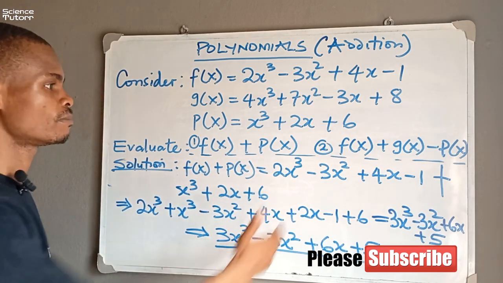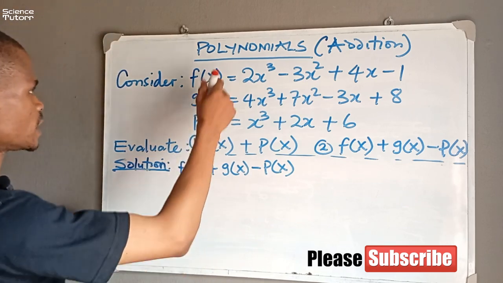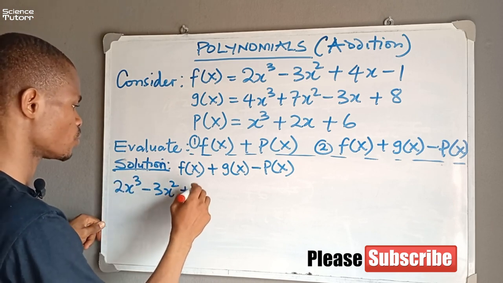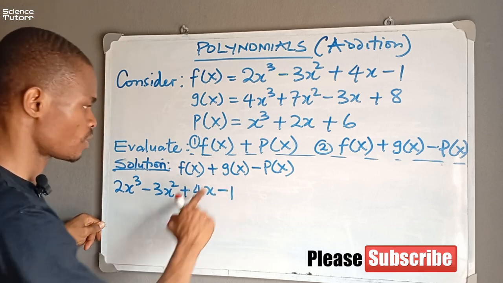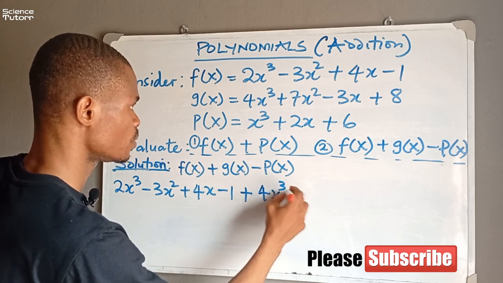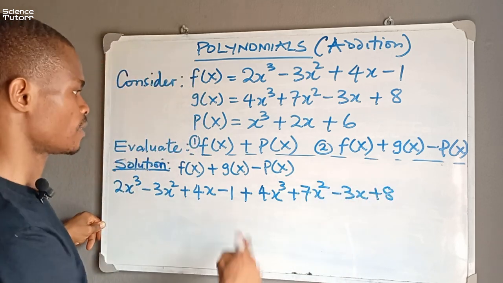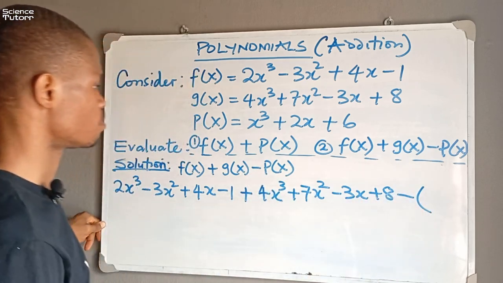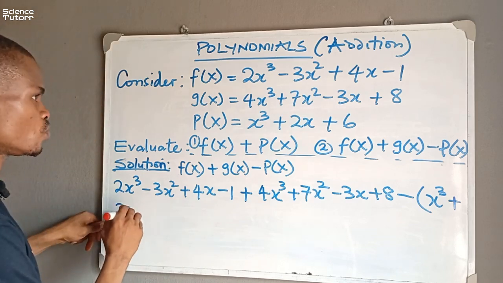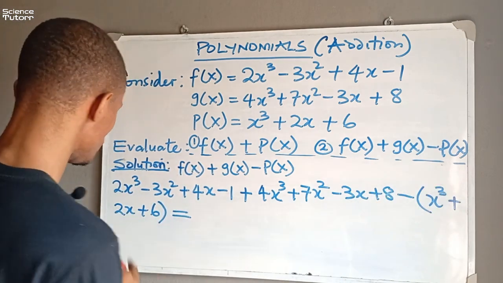On to the second problem, which is f of x plus g of x minus p of x. So let's begin. First we have f of x, so let's bring down f of x: 2x cubed minus 3x squared plus 4x minus 1, plus g of x, that is 4x cubed plus 7x squared minus 3x plus 8. Minus, we always use brackets. So minus p of x, which is x cubed plus 2x plus 6. Now, the effect of this minus is that it changes the signs within the brackets.